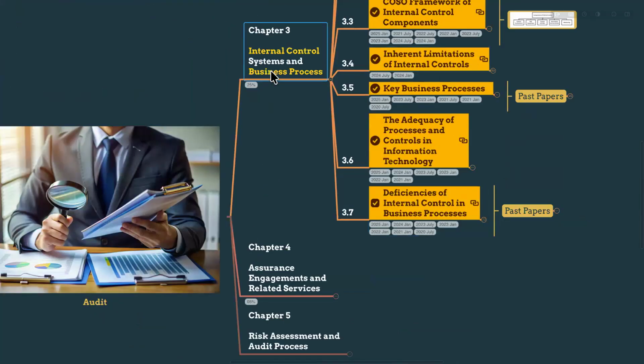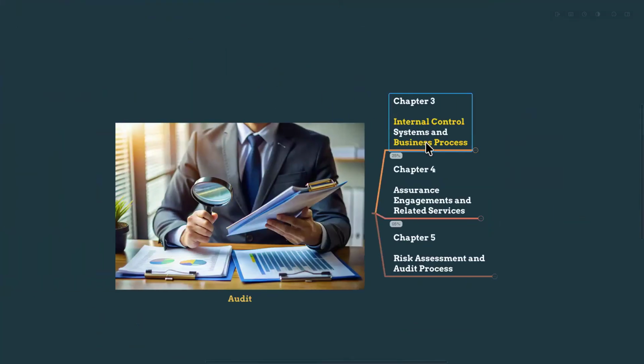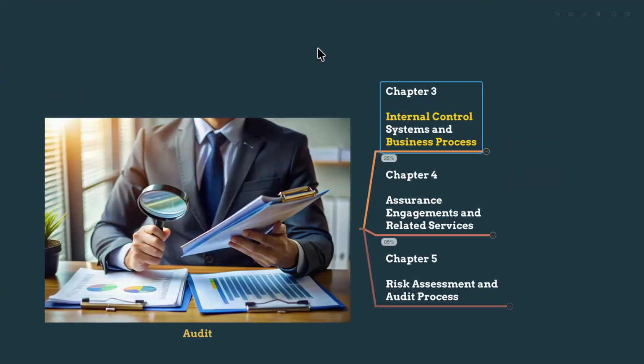So if you master how to identify the control weaknesses and how to give the proper recommendation, you are good to go with 25 marks.